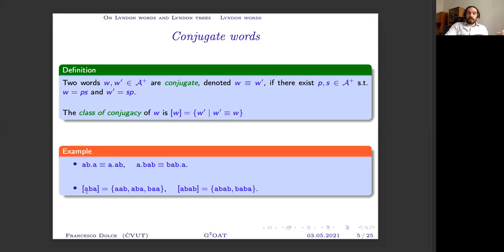So for instance, for ABA, according to where you start reading, you have ABA itself, but you can also have AAB or BAA. And for ABAB, you only have two possible conjugates. There is ABAB itself, and then if you start reading from the second letter, you have BABA. But if you start reading from the third letter, you have again ABAB, and then again BABA. So you have only two.